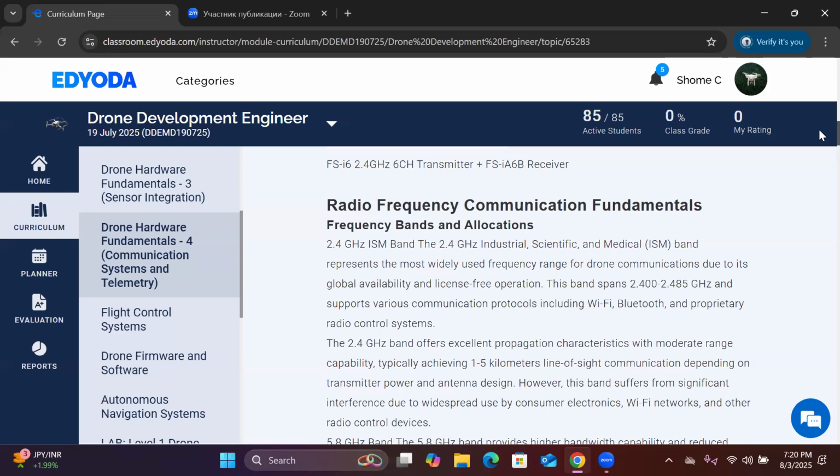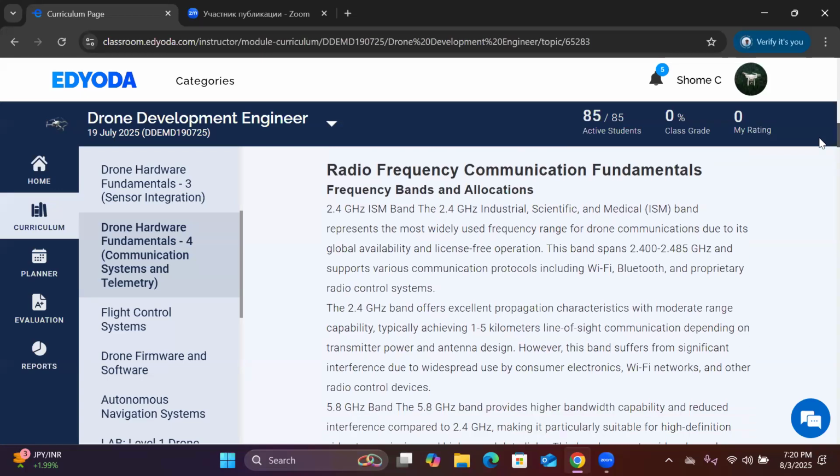If a transmitter or receiver is not available particularly for 2.4 gigahertz, suppose it is available for 2.42 gigahertz, we can use that in the design, or up to a maximum of 2.485 gigahertz, but not more than that or below this range. Okay. And this supports various communication protocols, including Wi-Fi, Bluetooth, and proprietary radio control systems.